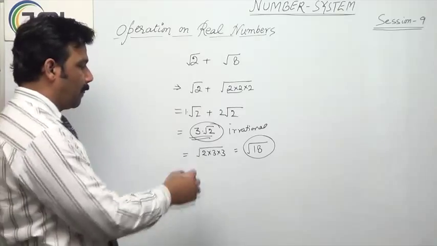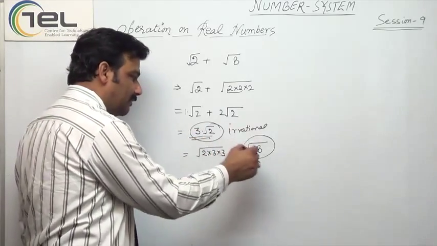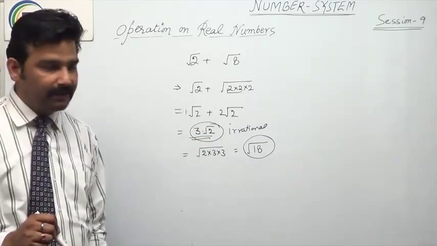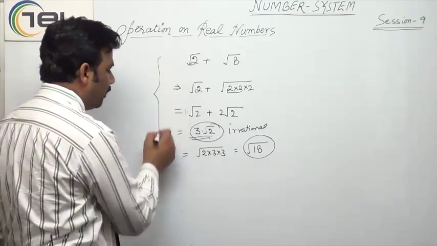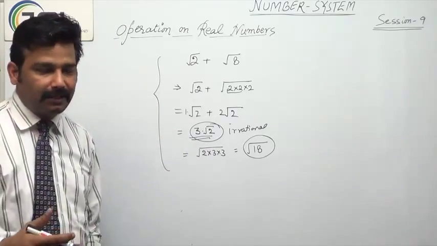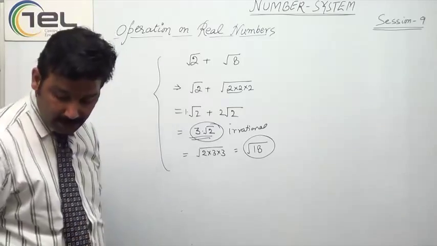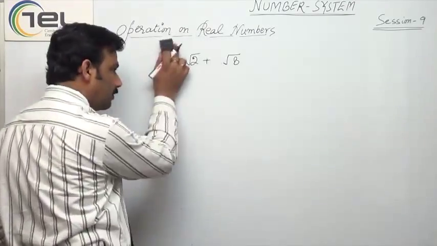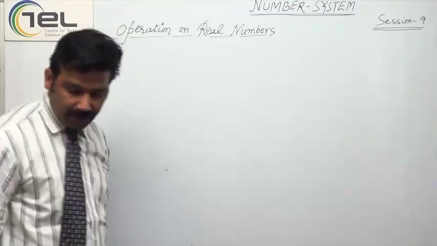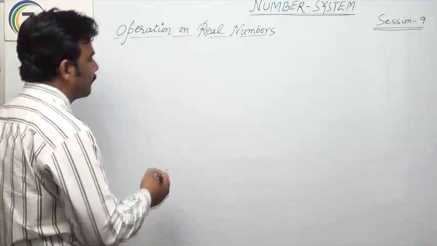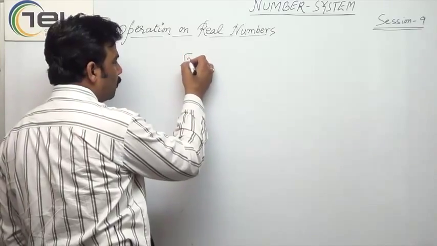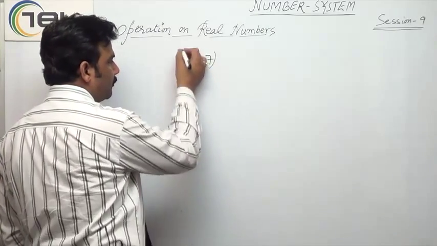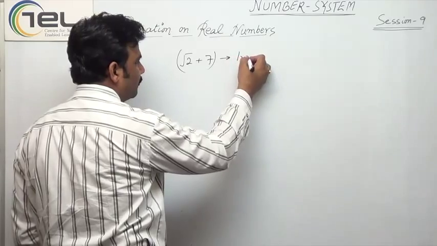Okay, this is mixed surds and this is a pure surd. I can write in this. So, in both the ways, these are the irrational numbers. Now, let's come to another one. Are they always irrational? No. If I say square root of 2 plus 7, this is an irrational number.